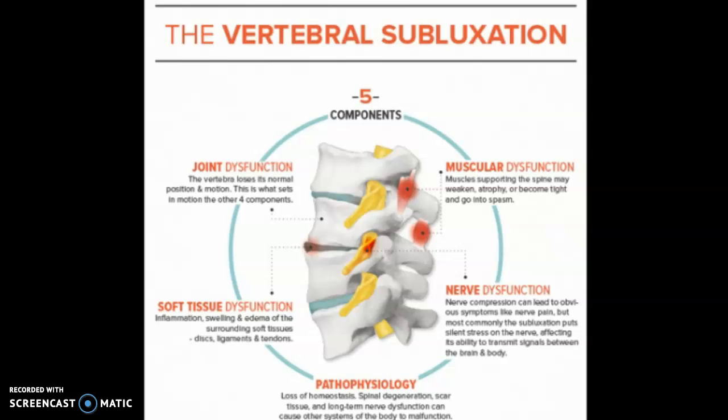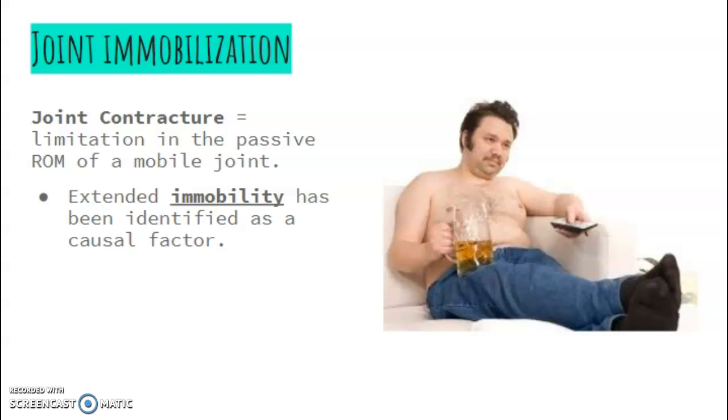Today we're going to dig in deeper, and actually we're not even going to focus on one component. We're going to focus on a couple because, again, they're so interrelated it's hard to separate those. So joint immobilization, the definition of joint contracture, the limitation in the passive range of motion of a mobile joint.